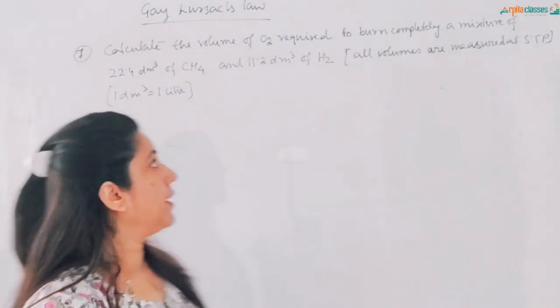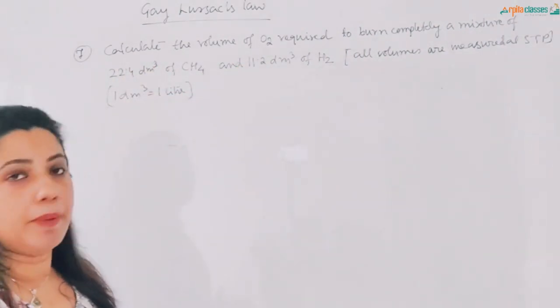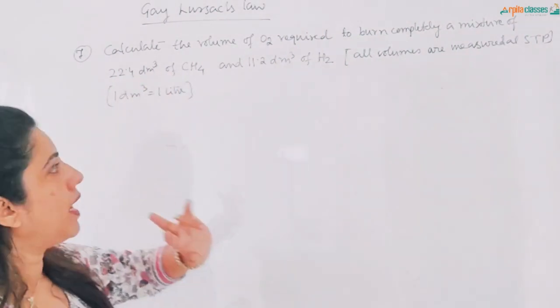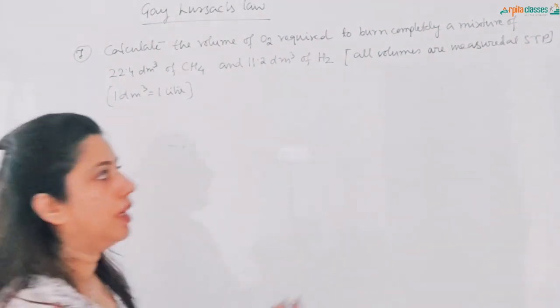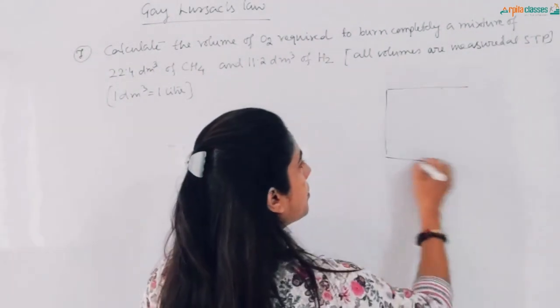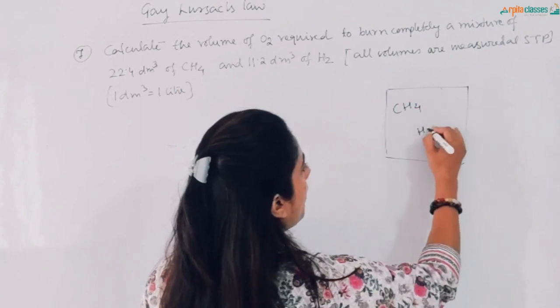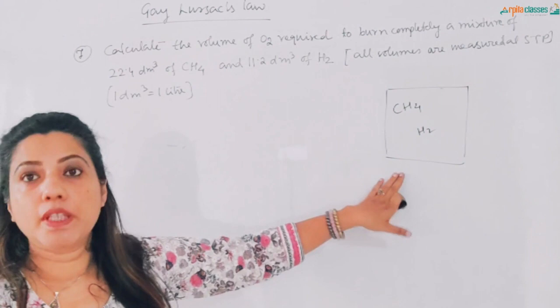Now in question number 7, calculate the volume of oxygen required to burn completely a mixture of 22.4 dm³ of CH4 and 11.2 dm³ of hydrogen. So that means there is a mixture in a container. Suppose some amount of methane gas is there and some amount of hydrogen gas is there, and you have to burn both of them completely with the help of oxygen.